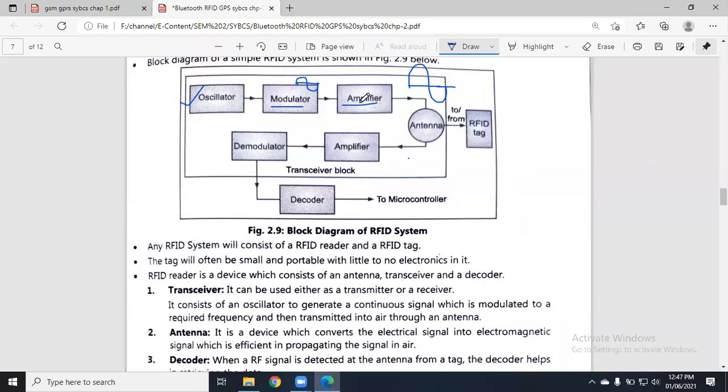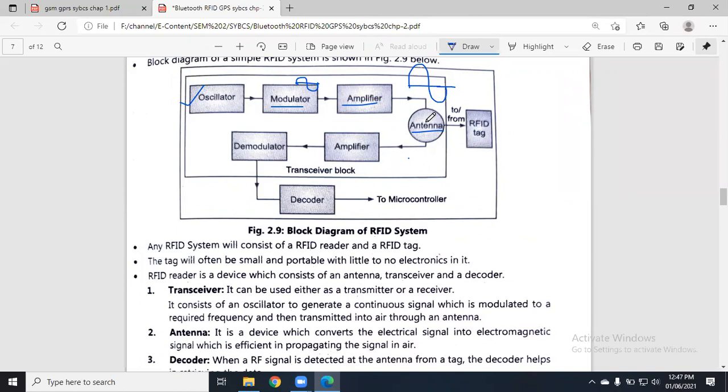Okay, the output of this amplifier is given to the antenna. What is the function of the antenna? It depends on which kind of antenna you are using. If you are using it at the transmitting side, then the function of the transmitting antenna is to convert electrical energy into its equivalent electromagnetic energy. Or if you have the antenna at the receiving side, then its function is to convert electromagnetic energy back into electrical energy.